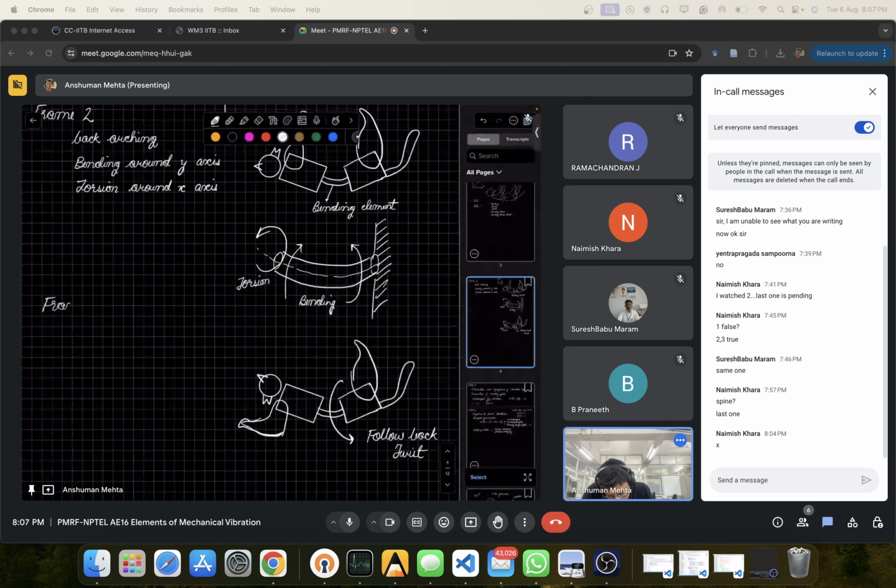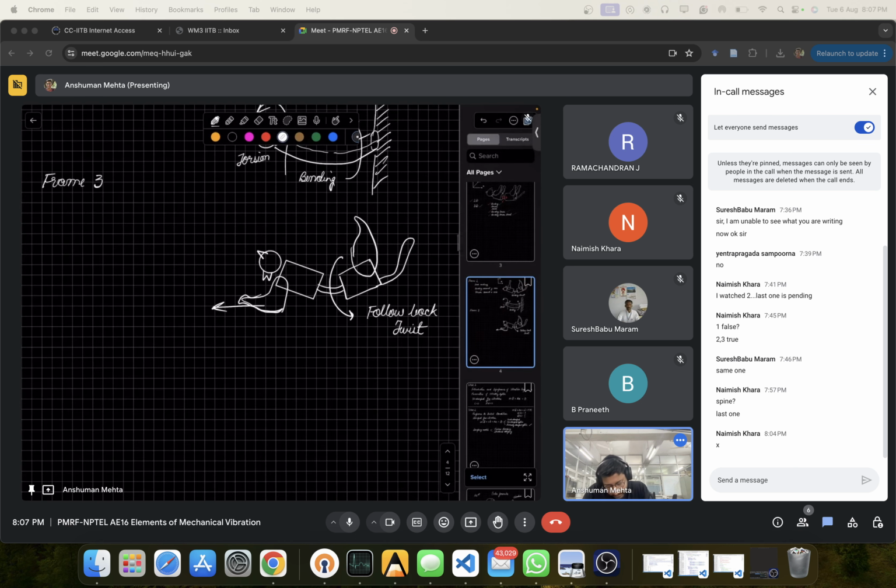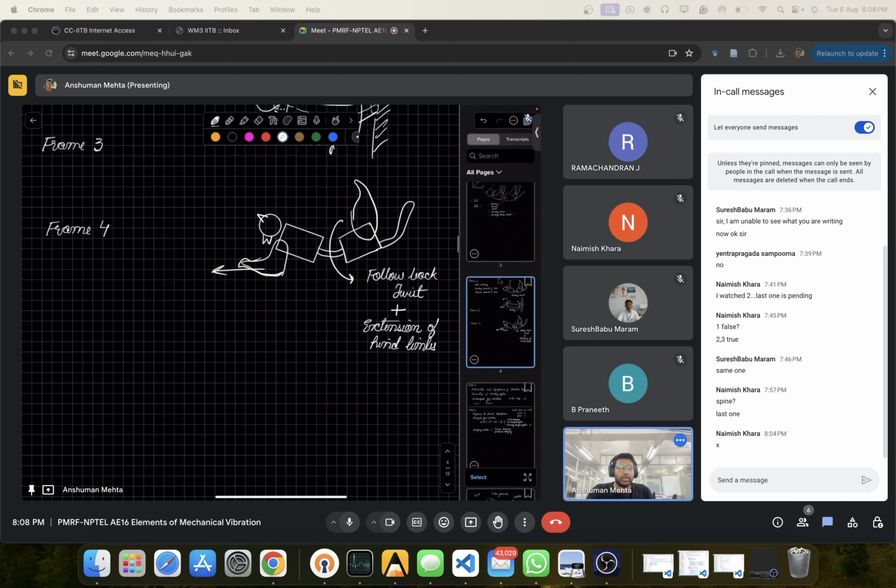This is frame 3. In frame 4, this is getting extended like this. And frame 5, what is happening? This plus extension of the hind limb. So these two things have resulted in landing.